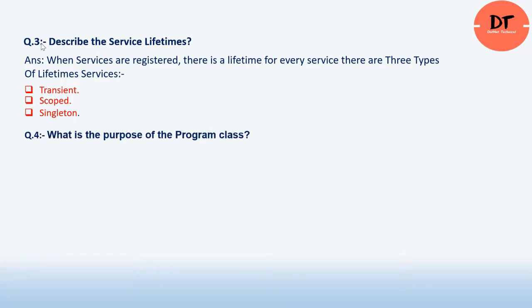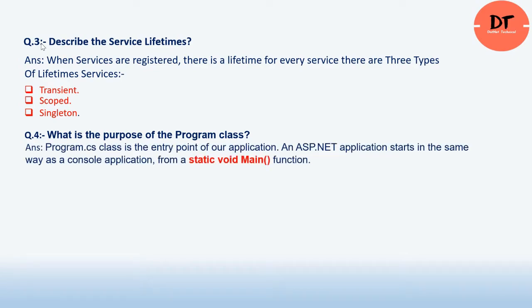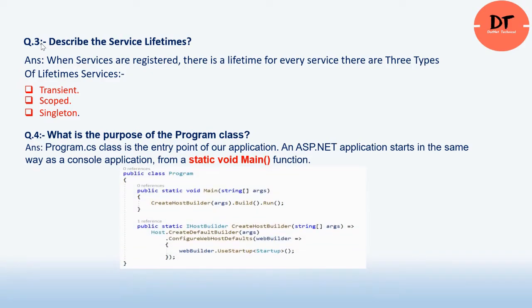Next one. What is the purpose of Program class? Program.cs class is the entry point of our application. An ASP.NET application starts in the same way as a console application, from a static void Main function. Every application in ASP.NET Core is like a console application. After some configuration we apply, it will work as a web application. Here is the sample code of the Program class.